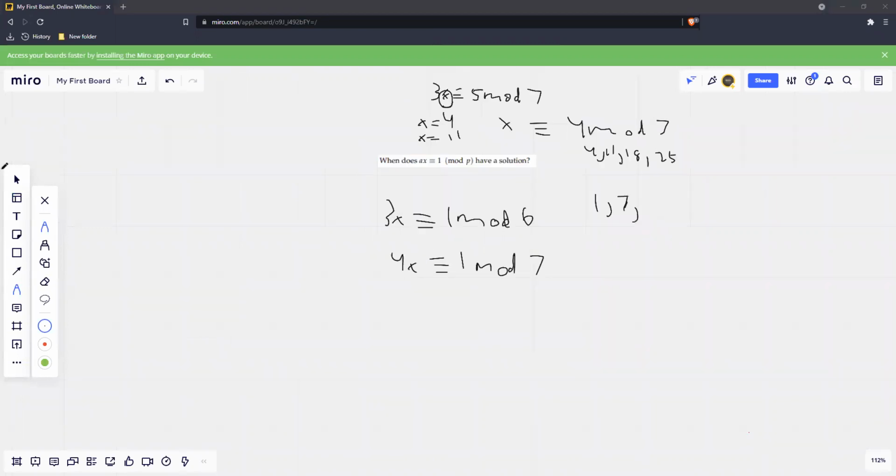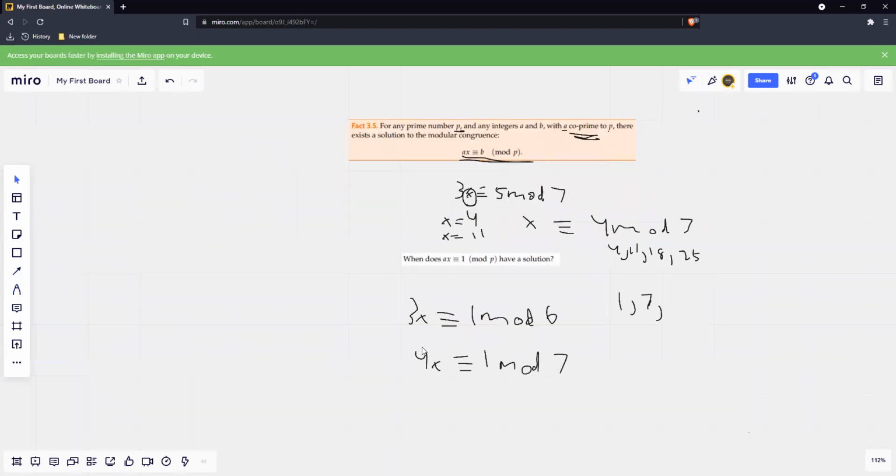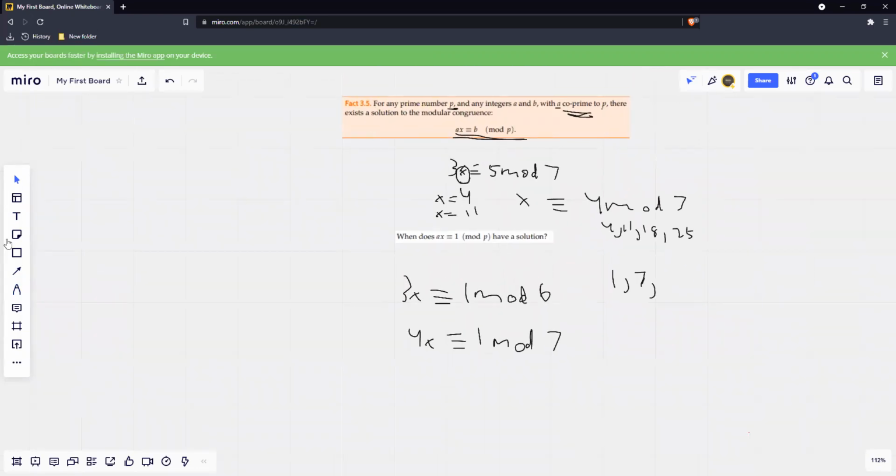We have a question. What did it say in the last part? Basically here, it said for any prime number P, with A co-prime to P, in other words relatively prime, then we can always say that X is a solution to the modular congruence AX is congruent to B modulo P. And you'll learn it more when we get into examples, which I have a few of later. So keep it open to continue reading this.